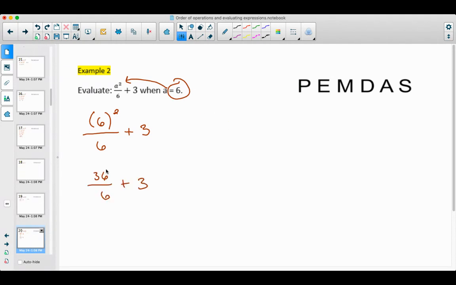The next thing that I'm going to do is multiply or divide. I do have division here. That's 36 divided by 6, which is 6. And then I have adding and subtracting. 6 plus 3 is 9. Go ahead and do exercise 2.